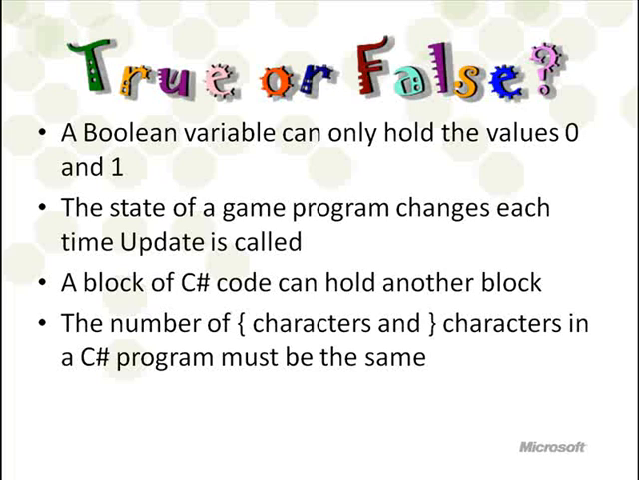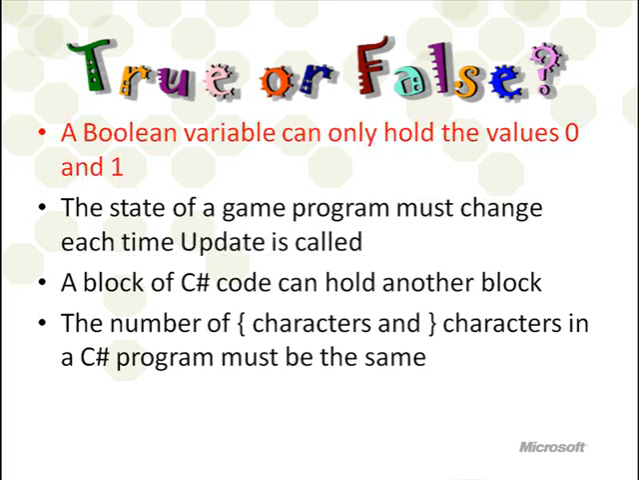A Boolean variable can only hold the values 0 and 1. One of my nasty questions. Sorry about this, people. That's actually rubbish because it's true and false. Some programming languages say 0 and 1, but C# does not. It actually has the word true and the word false, and they mean exactly what it says on the tin.